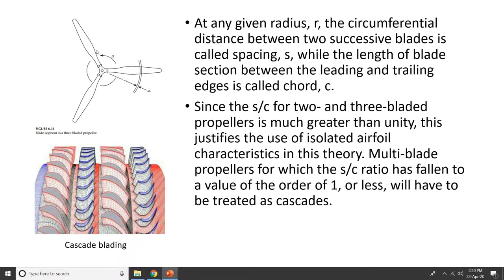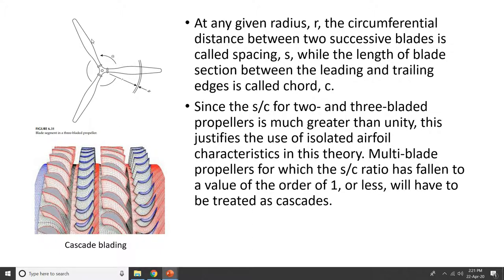Okay, if you guys can tell me, what is the difference between this and this? So this is just a 3-blade propeller. This is, let's say, about a 15 to 20 blade rotor. So like I said, S by C in here is greater than 1, and S by C in here is lesser than 1.